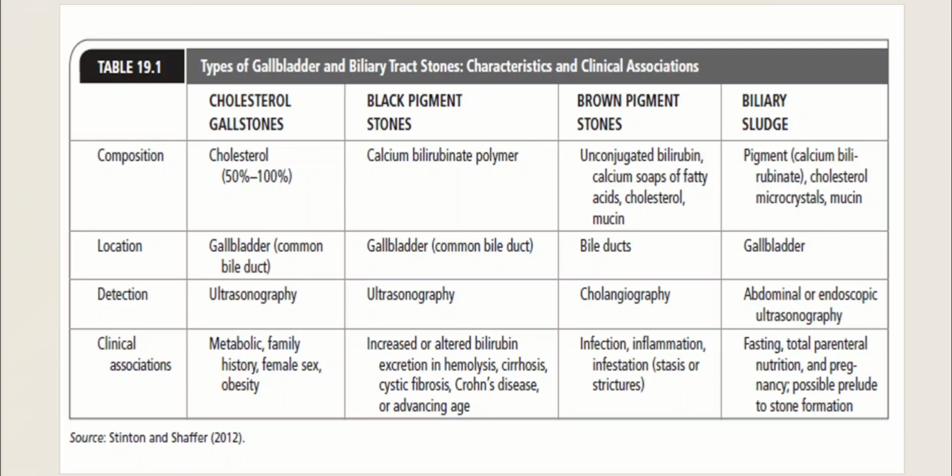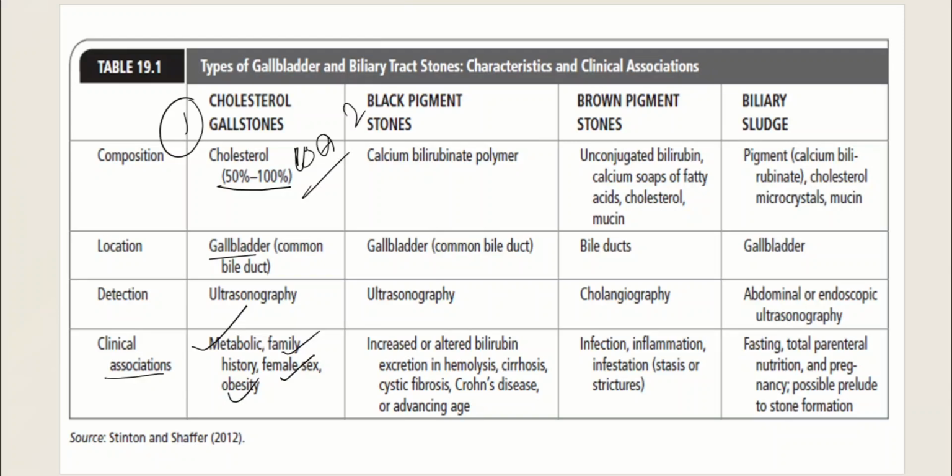See, the first one is cholesterol stone. Here I have compared the different types of stone and their characteristics. The first one is cholesterol stone. Composition can vary from 50 to 100%. These kinds of stones are more common in the USA population. The common location is the gallbladder, but it can also occur in the bile duct. Diagnosis is by ultrasound. And what are the clinical associations? They are metabolic, family history can be positive, fertile females of age group above 40 years are more common, who are obese, and they are more prone to develop cholesterol stones.